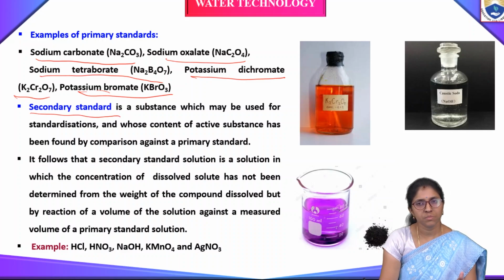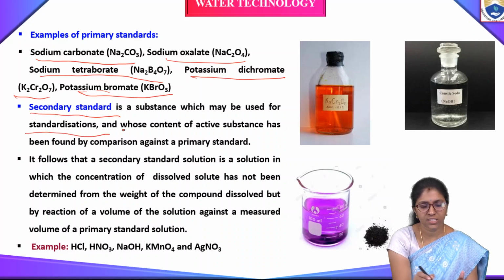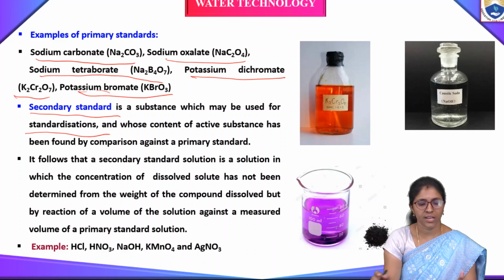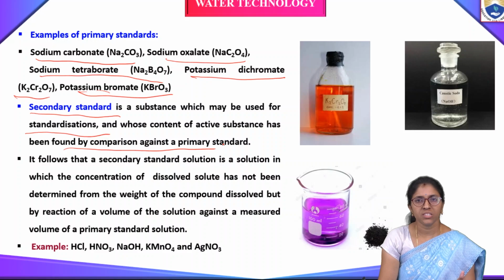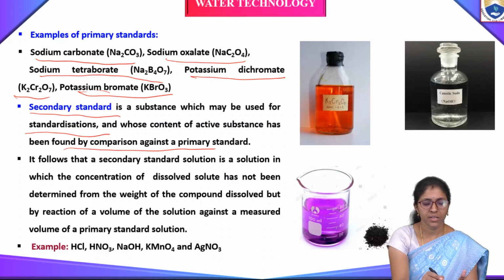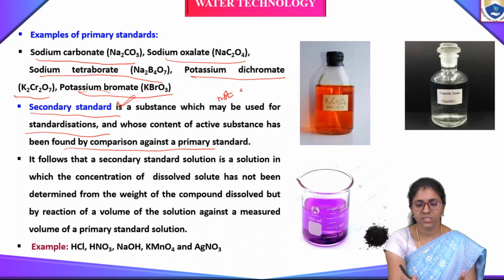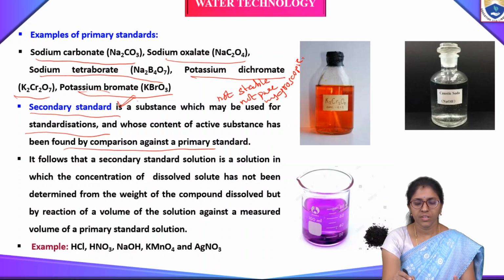So what is a secondary standard? A secondary standard is a substance which may be used for standardizations and whose content of active substance has been found by comparison against the primary standard. It is not stable, it is not pure, and it can be hygroscopic. So when we use secondary standards, the concentration varies from time to time.